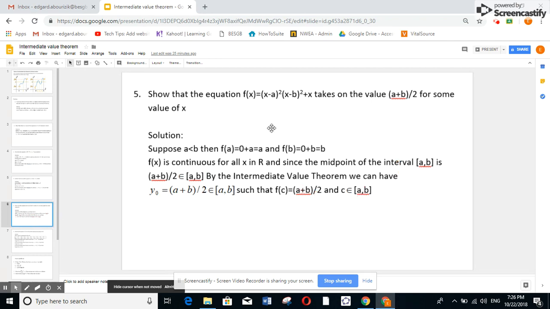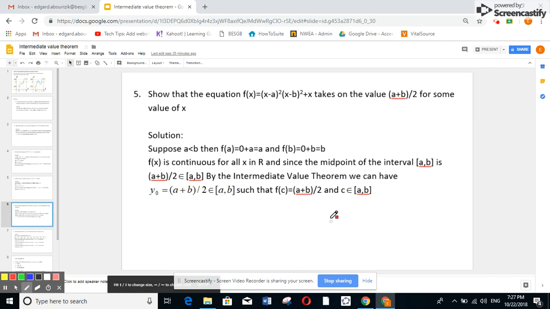Another example, here we have variable a plus b over 2, and we have a value for which we have a solution here, and the point x is a plus b over 2. So here we don't have numbers, we're going to start by a or b. Suppose a less than b. If you take f of a, here will be 0 times any variable, a minus b squared is 0, plus a. If you replace by b here, this will be 0 times b minus a, 0 remains b. So you have f of a is a and f of b is b.